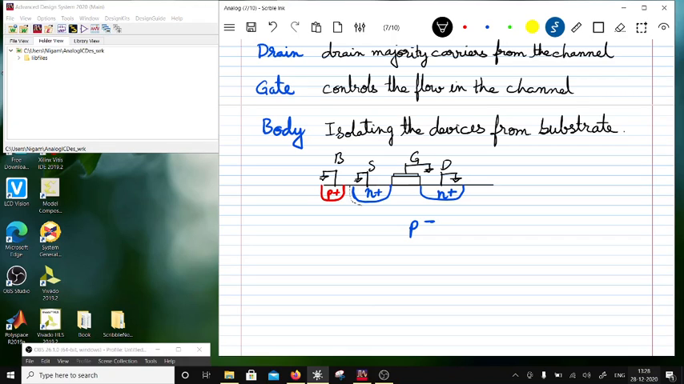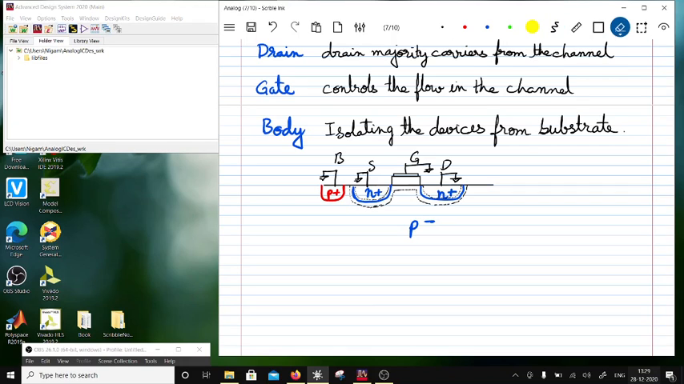Now P minus means that this depletion region will be wider, and over here also there is going to be a depletion region. There is going to be a depletion region on the other side, but it is going to be very narrow because this is n plus. N plus means the dopant density is large. So this way the device is isolated from the substrate, or bulk P minus.